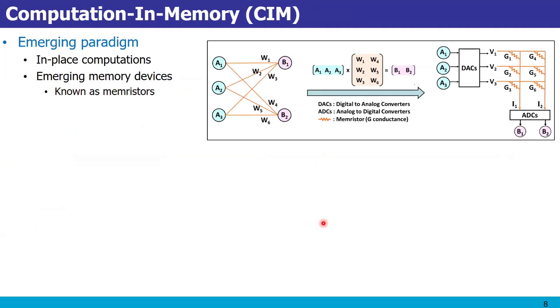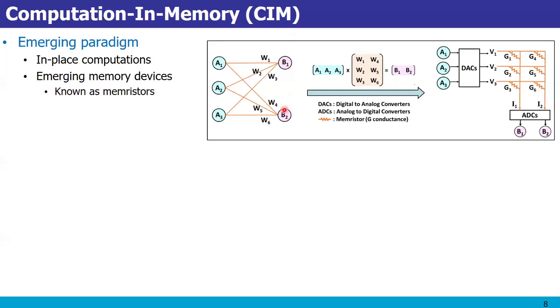So what is computation in memory? It is basically an emerging paradigm which uses emerging memory devices called memristors to perform in-place computations. So you overcome the data transfer bottleneck, and the memristors are non-volatile, overcoming the issues with the conventional memories. So an example is shown in this figure.